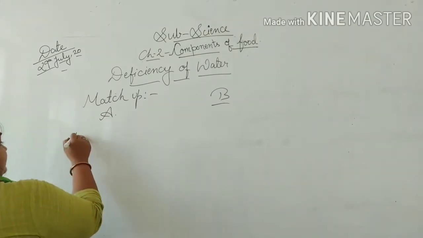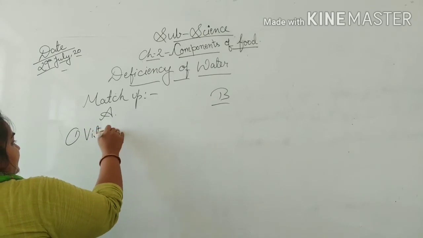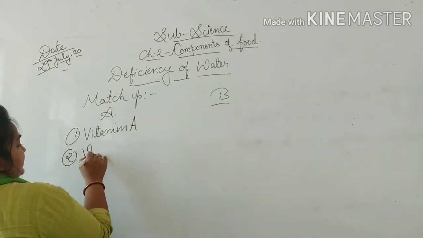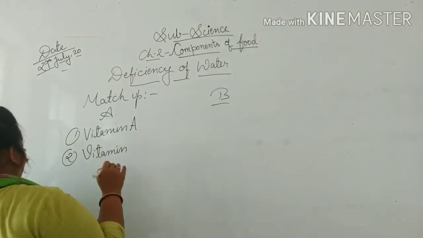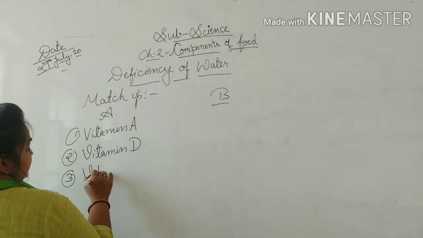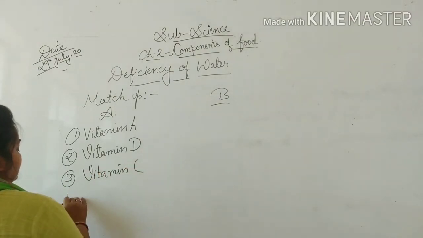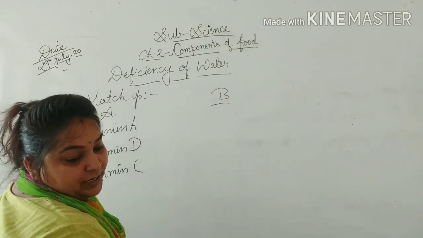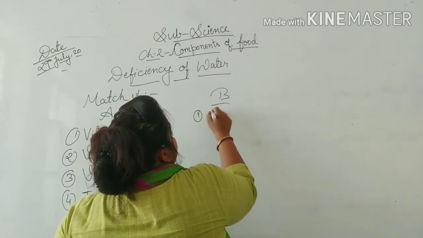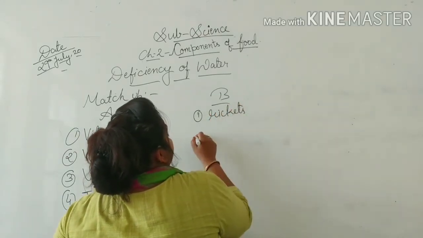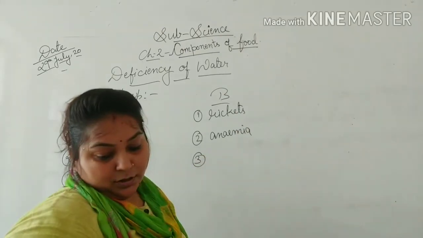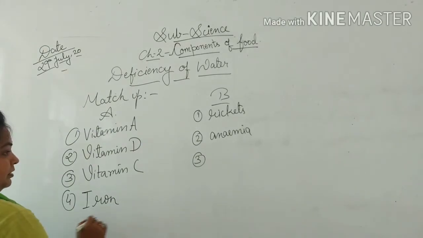So number one is vitamin A. Number two is vitamin D. Number three is vitamin C. And last, number four is iron. Okay. Now, what are the options that we have to match? Number one is rickets. Number two is anemia. Number three is night blindness.